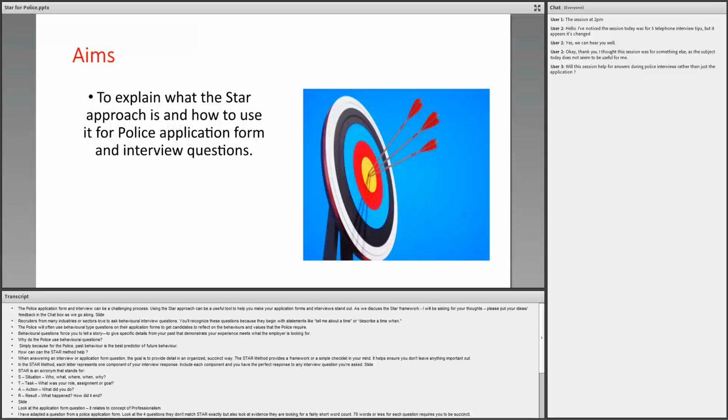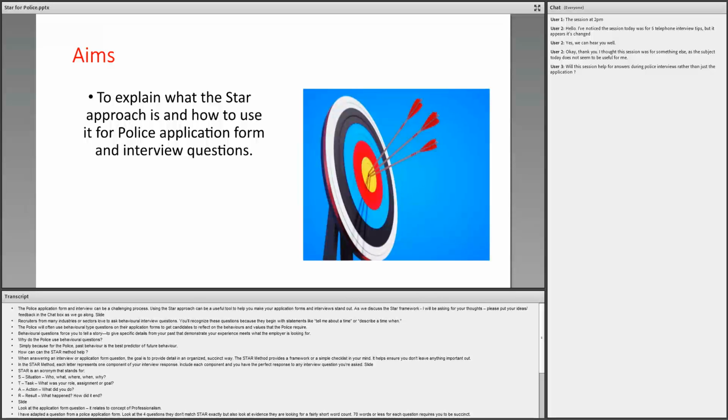Behavioural questions force you to tell a story, to give specific details from your past that demonstrate how your experience meets what the police is looking for. Why do the police use behavioural questions? Well, simply it's because for the police, your past behaviour is a good predictor of how you might behave in the future.